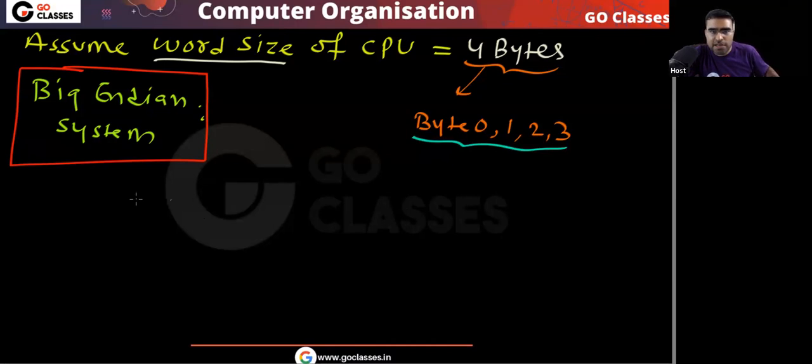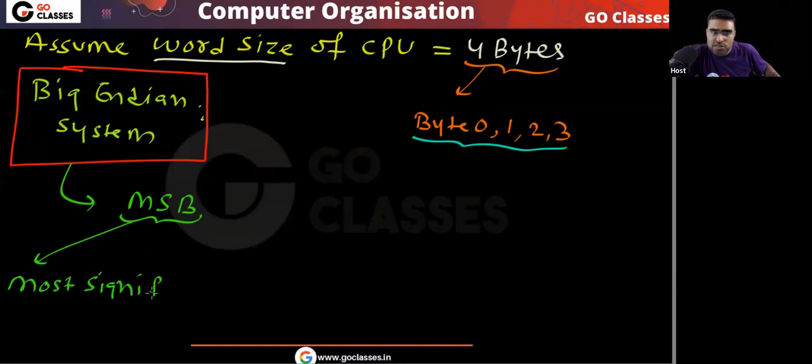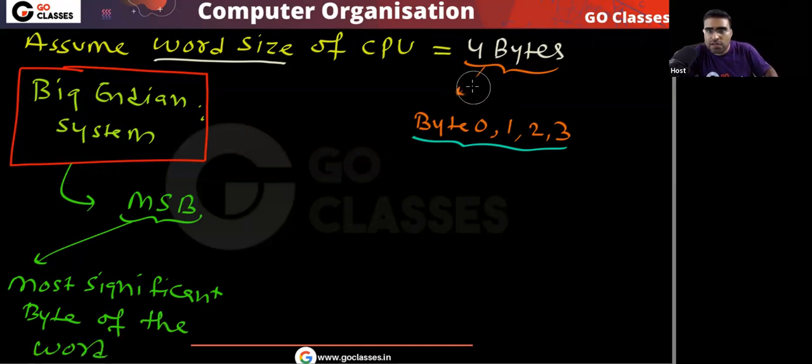Tell me. In the big Endian system, I can say that this most significant byte will go to the lowest address. So the most significant byte, MSB, what does that mean? That means most significant byte of the word. Remember, your word is actually 4 bytes. There are 4 bytes in your word.